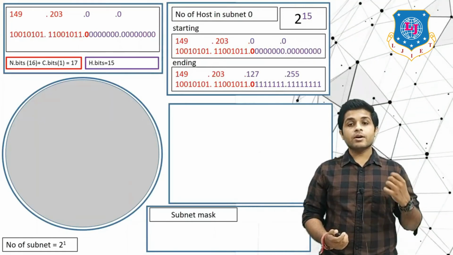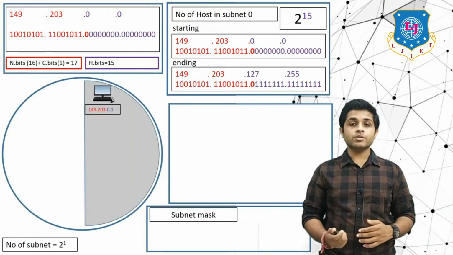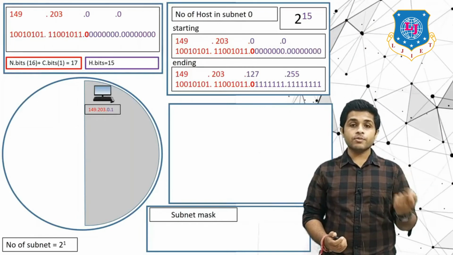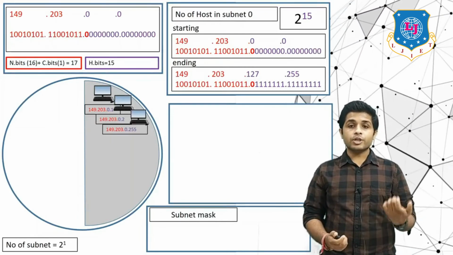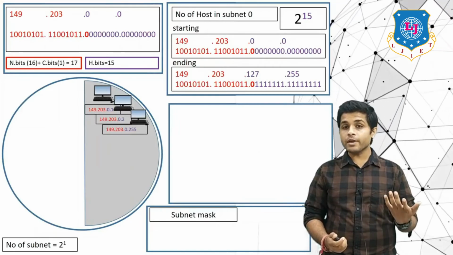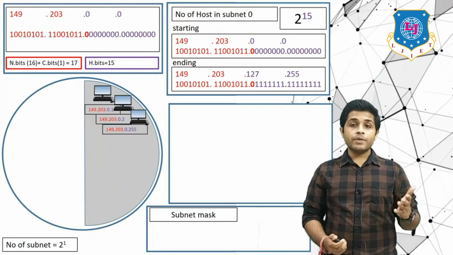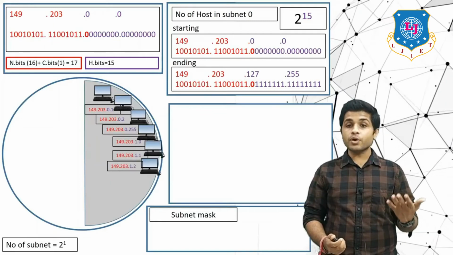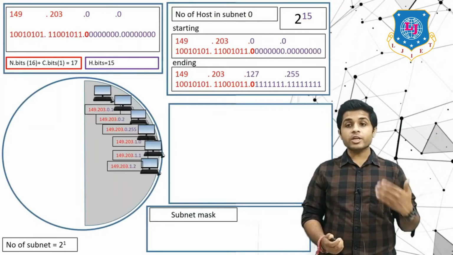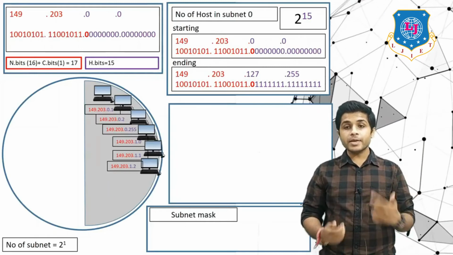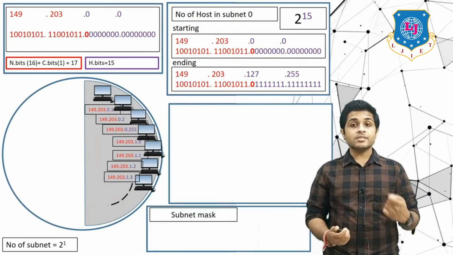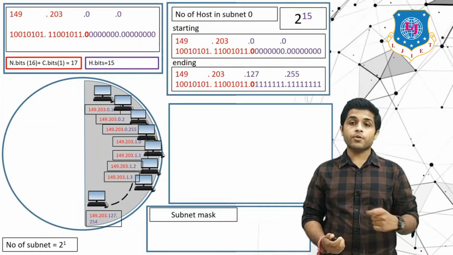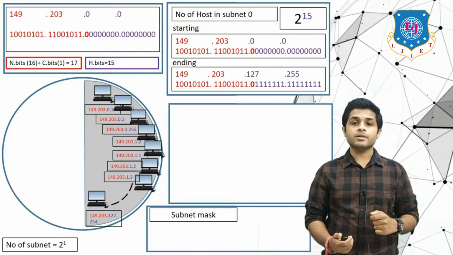Let's allocate the IP addresses to the devices in subnet 0. The first device will get 149.203.0.1, then 0.2, 0.3, 0.4 up to 0.255. If you increment 1, you will get 149.203.1.0, then 1.1, 1.2, 1.3, 1.4, again up to 1.255. If you increment 1, you will get 2.0, and if you keep incrementing, the last device in subnet 0 will get 149.203.127.254. So that is the last usable address in subnet 0.